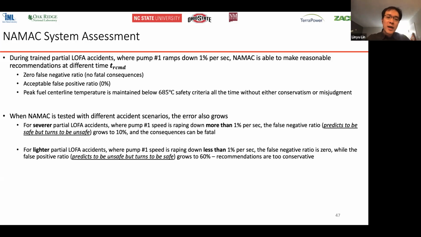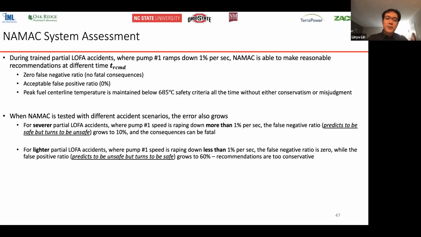However, when we are testing our NAMAC system in different accident scenarios, the error starts to grow. For example, when we are testing NAMAC on a more severe loss of flow accident, where pump number 1 speed is ramping down more than 1% per second, the false negative ratio grows to 10%. And this is the case where the consequences can be fatal, because NAMAC thinks it is safe, but the consequence of the simulator tells it's not safe.